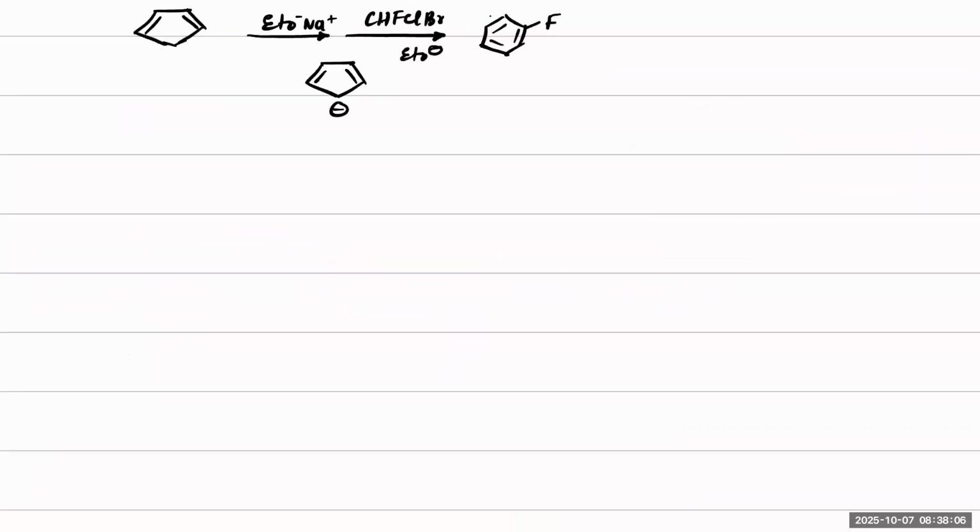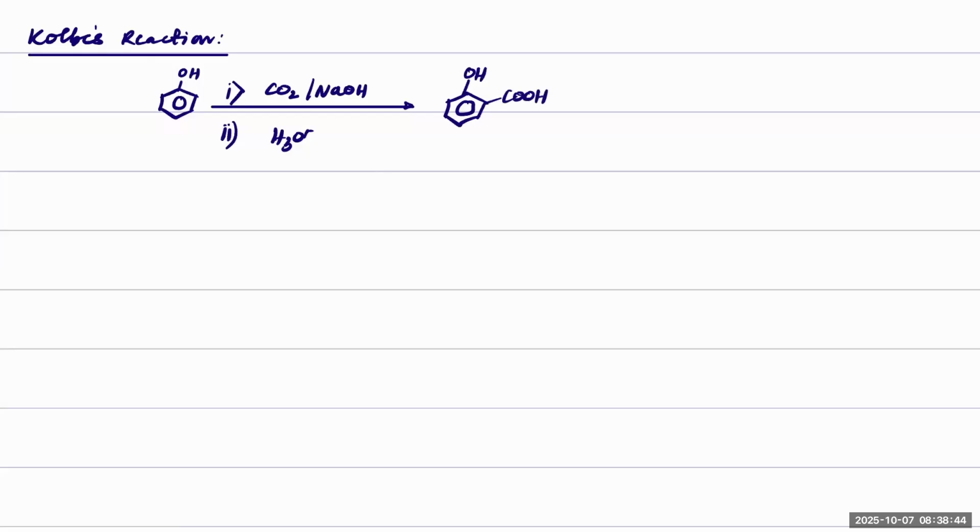Next one is Kolbe's reaction. What is the Kolbe's reaction? Same salicylic acid, same as the salicylaldehyde formation, but this time using carbon dioxide. So not aldehyde, but acid. So CO2 in the presence of NaOH, and second thing is hydrolysis. OH, and here we will get COOH. Got it? So this is major.